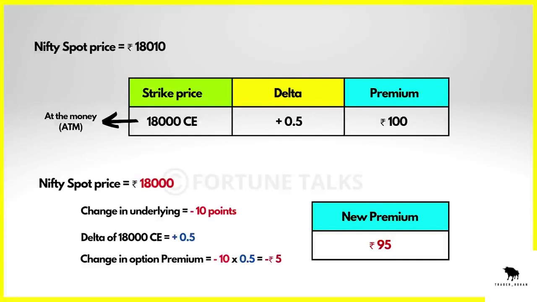And if Nifty falls to 18,000, that is spot price decreased by 10 points, then the 18,000 call option premium will drop 5 points to 95 rupees.